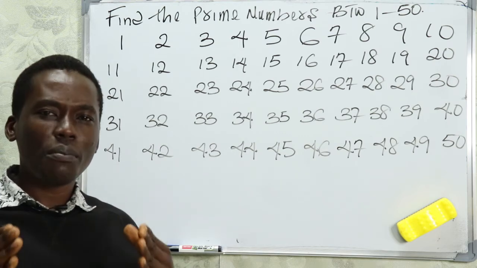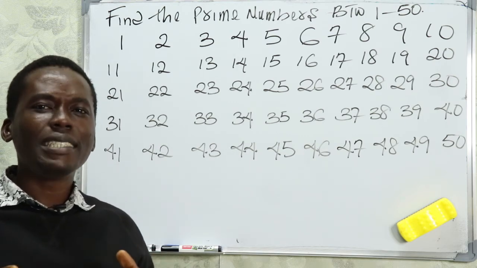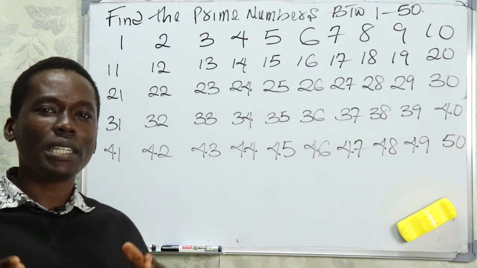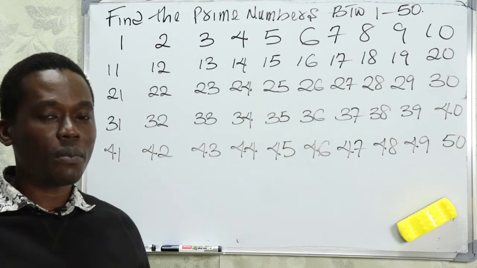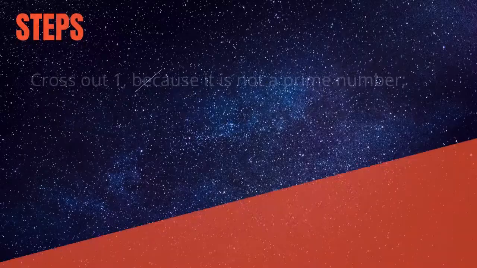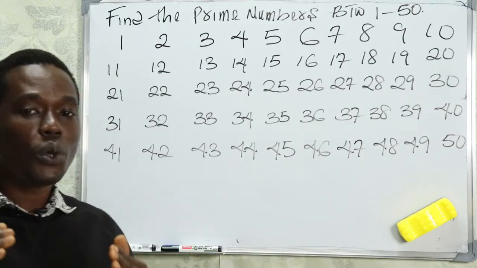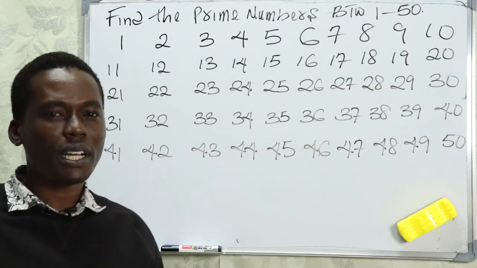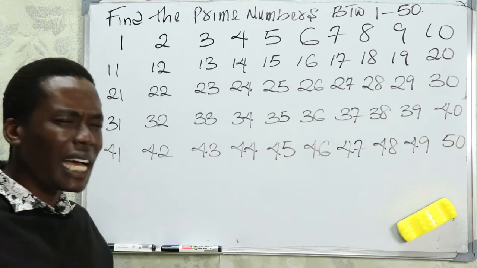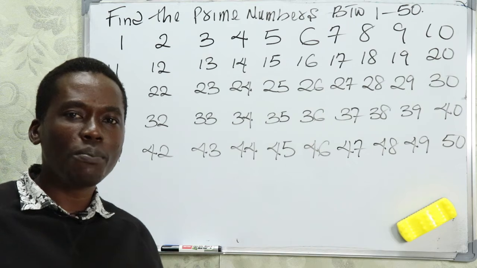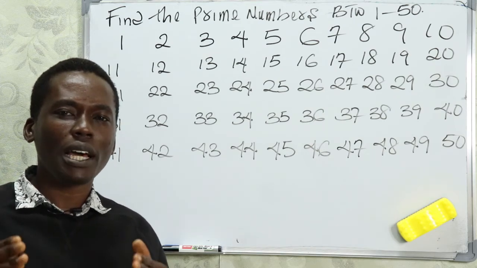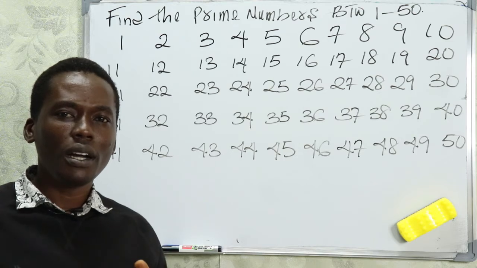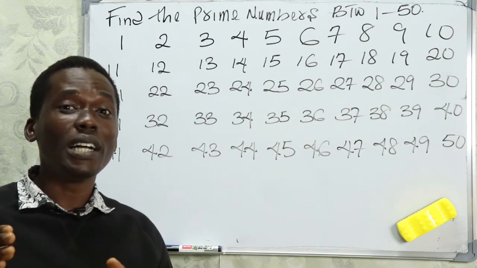First, you find a prime number and cross off that prime number's multiples. We are going to take it step by step, and as we take each step, you get them one after another. Now, what are the multiples of a number? Multiples are the results you get when you multiply a given number by numbers from 1 to infinity.